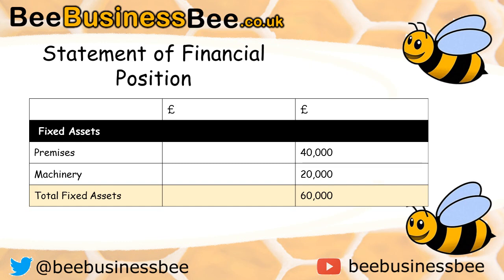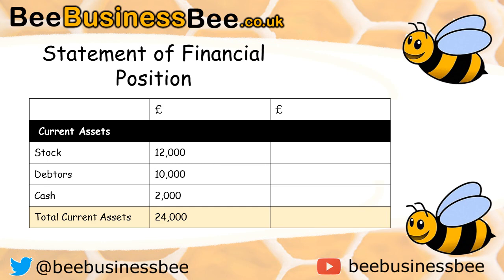So there's your building, your premises. You've got your machinery, which again will take you a while. And you total them all up, so you see there you've got your total fixed assets of £60,000. We've added the two numbers together. Underneath that, you'd have your current assets.